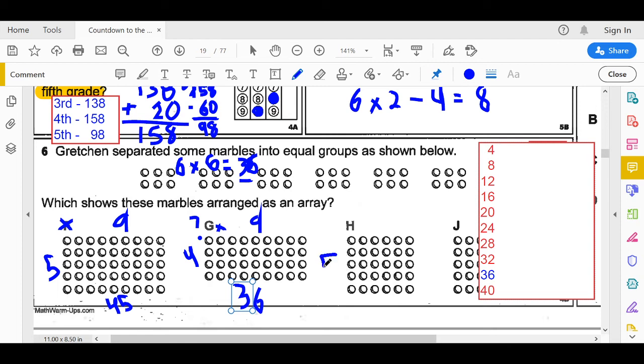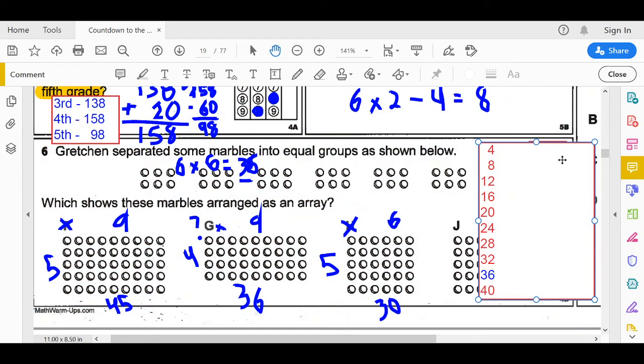This is 5 on this side and 6 on this side. What is 5 times 6, amigos? You know your tables of 5. That is 30. So 30 is not the same as 36. Let me cross it out. And let's finish with letter J right there.